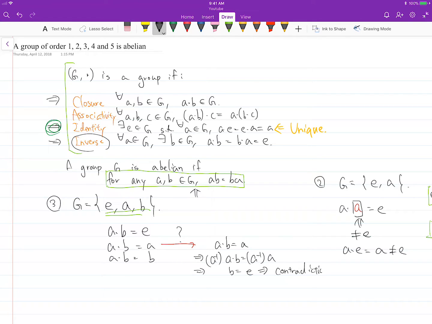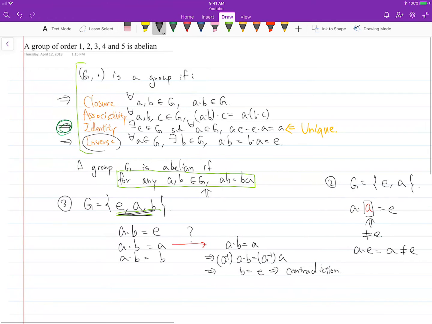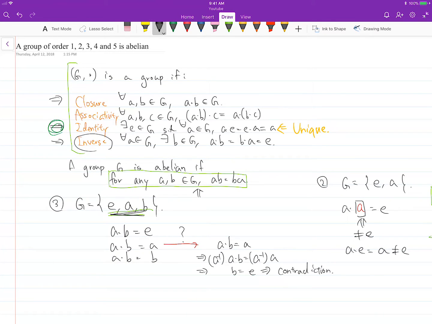Because when we named each element, we specifically said that G has three elements, and one of them is E, and one of the other ones is B. So B and E cannot be the same. The exact same argument can be applied to this. So A times B is not B. So A times B has to be E.